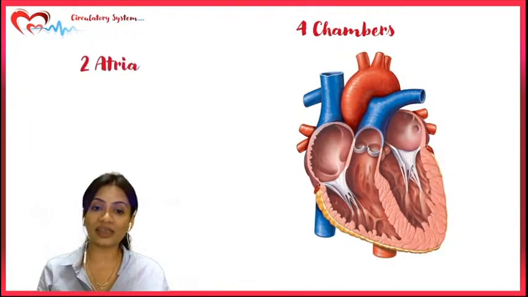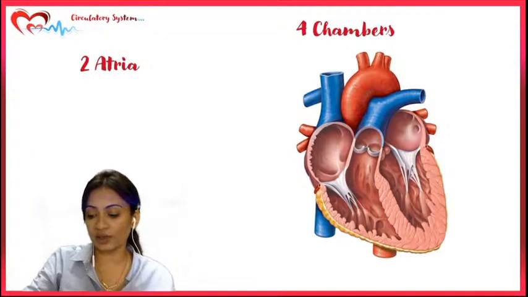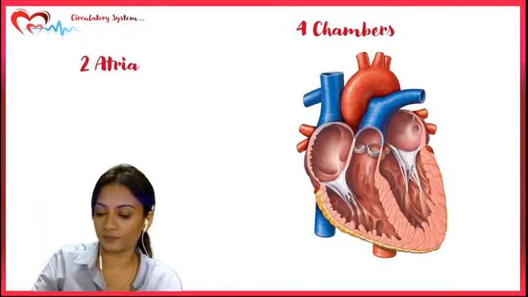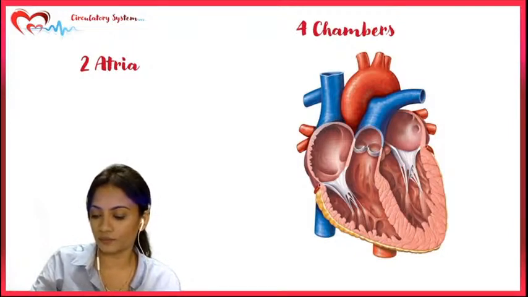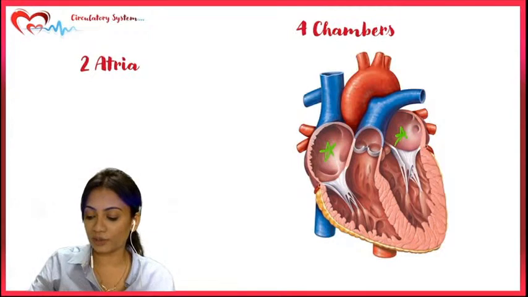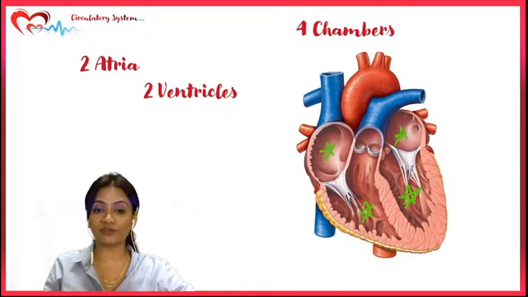We see that the superior chambers are called the atria. Which are the atria? Let's mark it here. The atria are these chambers over here, the superior chambers. And followed by the inferior chambers here, these are going to be called the ventricles. So we have atria and then we have the ventricles too.